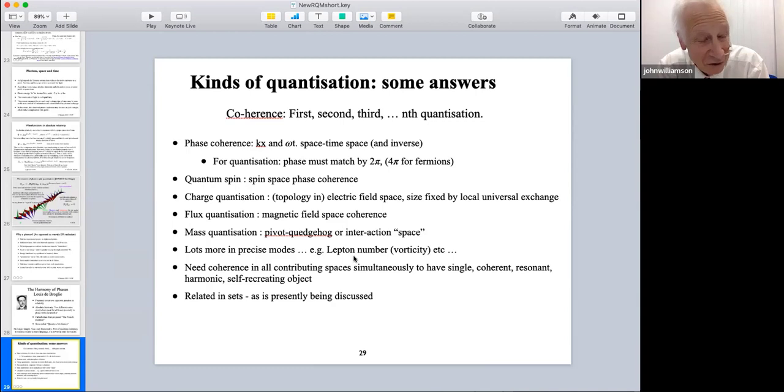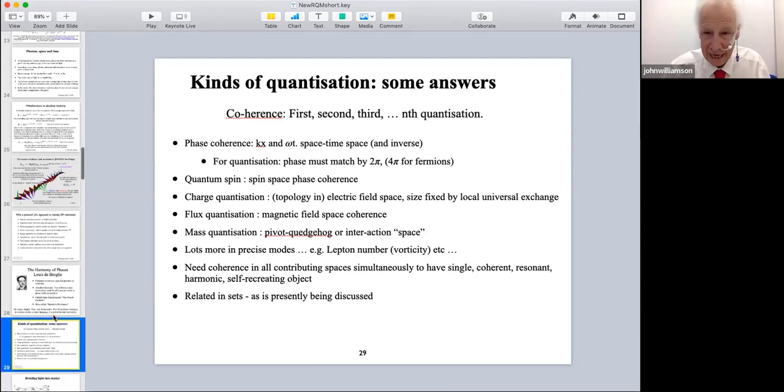But to have a single coherent resonant object, you need all of the coherences to happen. These coherences are really extra constraints on whether or not something can exist or not. For something to exist, it has to be able to self-recreate itself continuously. Otherwise, it's not there. And these things are related in sets, as we're discussing at the moment.